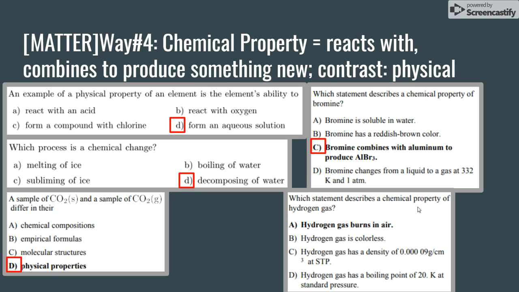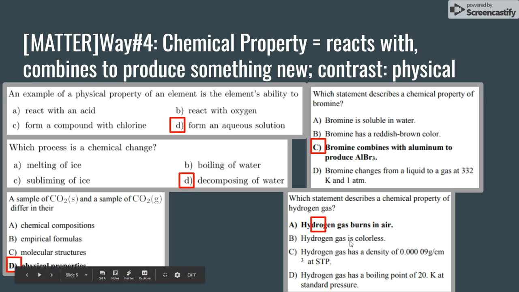Let's try another one. Which statement describes the chemical property of hydrogen gas? Chemical property. Okay, we see that the answer has to be A because hydrogen gas burns in the air. Here we show hydrogen combusting to form a brand new compound. So it's reacting with air and burning to form a brand new compound. As a result, it has to be a chemical property. Things like flammability include chemical properties.